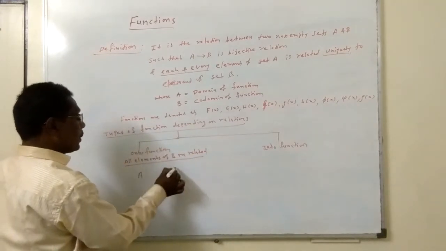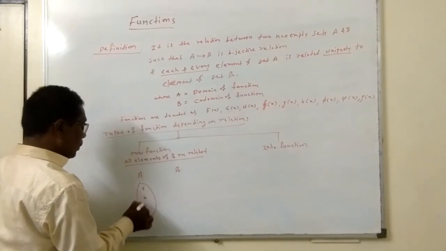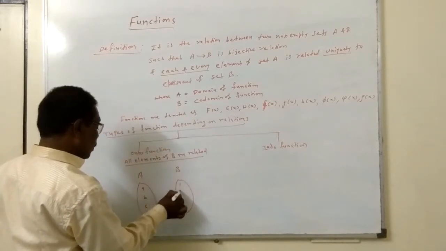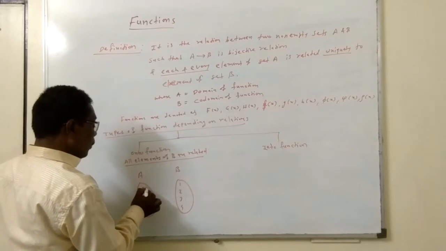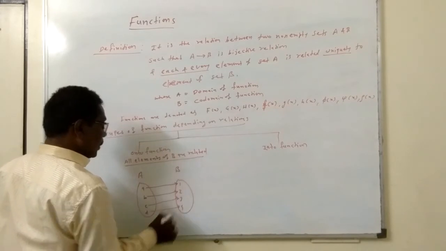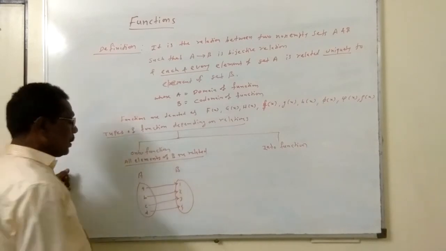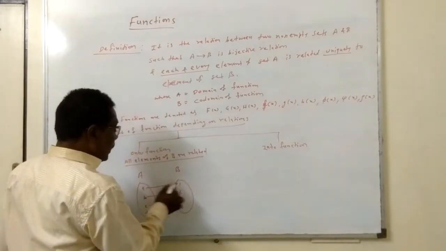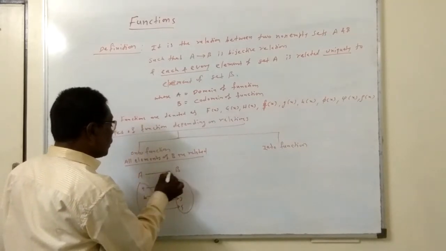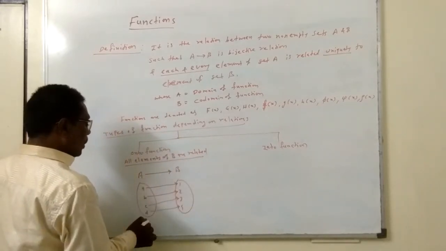So, if we consider A and B, suppose two sets. Suppose A takes the elements a, b, c, d, etc. B takes the elements 1, 2, 3, 4, etc. Now here, suppose a is related to 1, b is related to 3, 4. So here, each and every element of set A is uniquely related to an element of set B. And here, only one element is related to each element. So this function is onto function, and in that again, this is one-one onto function.